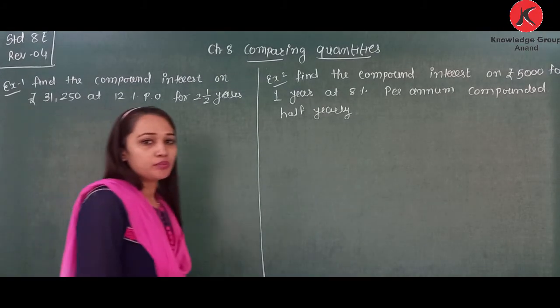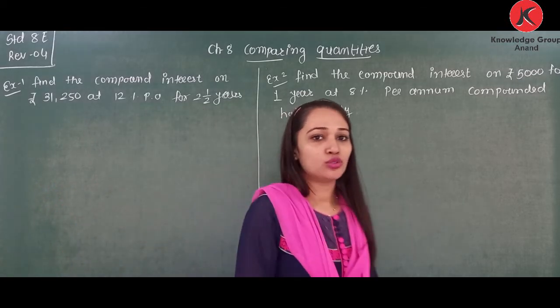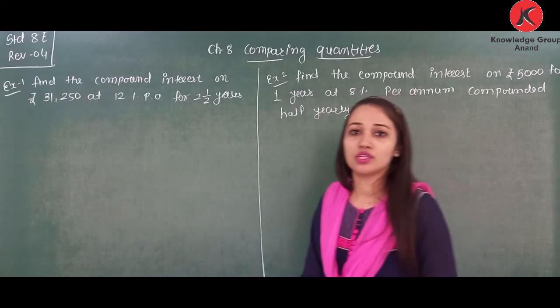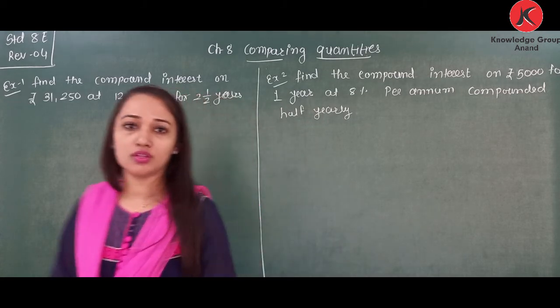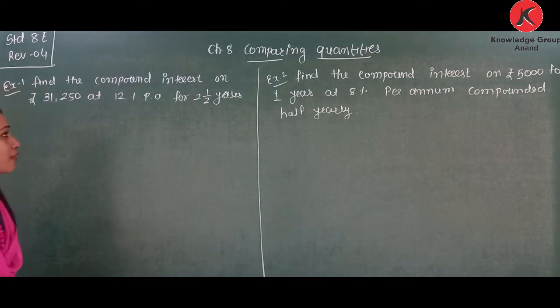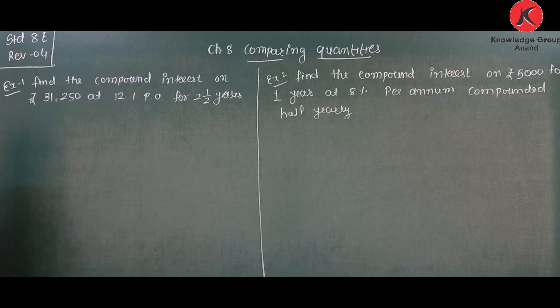Previously we saw some examples for revision. Today we will continue and solve examples of compound interest. Okay, so here the first example: find compound interest on 31,250 at 12% per annum for 2.5 years.